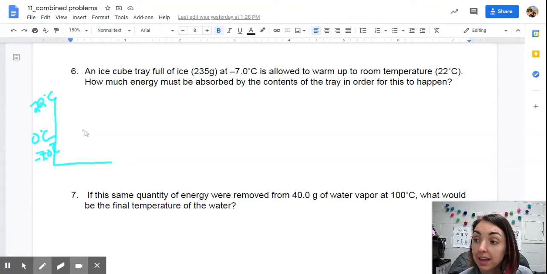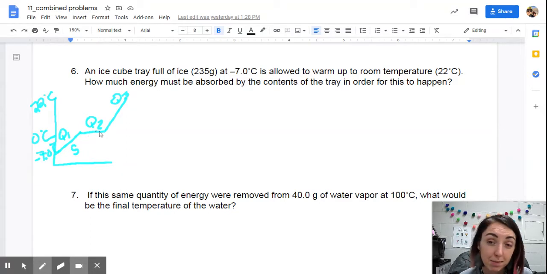Okay, so hopefully you remembered that at 0 for water, that's a plateau, which means from -7 to 0, it was warming up, and from 0 to 22, it was warming up. So we got ourselves a 3 region graph, which means we're going to have 3 equations. Something else that's important to note here is it starts as a solid, and then it melts on this plateau, and it ends as a liquid. That's going to help us for our equations when we do MC delta T. It's going to help with specific heat capacity.